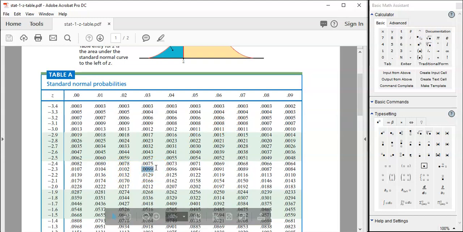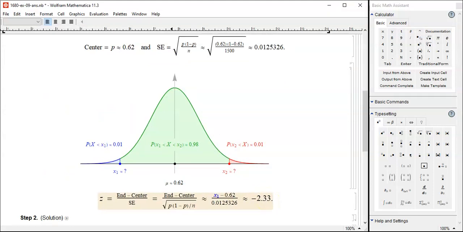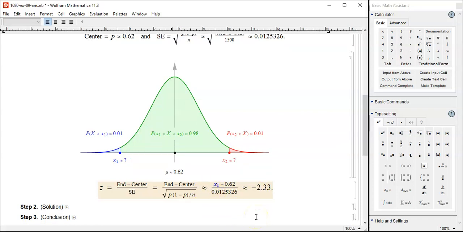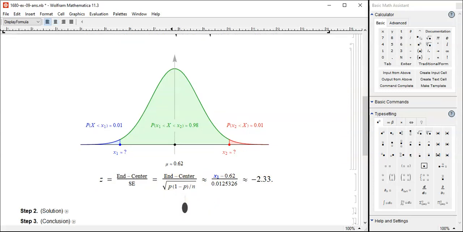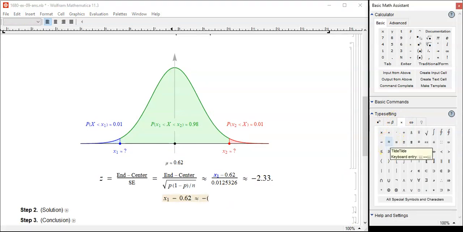So negative 2.33. A little bit more precise computation will be negative 2.328 something. So negative 2.33 is actually pretty accurate. And then what do you do? You have to look up this one. So you have to flip this denominator to the other side. That's equivalent to negative 2.33 times this number.